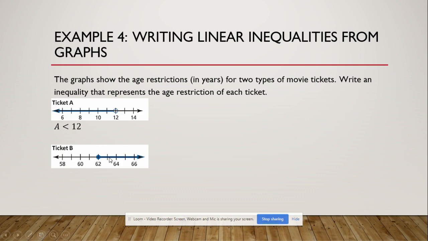My arrow is going off in the increasing direction, 64, 65. So 64 is greater than 62, and that's the age of ticket B as well. Ticket B needs to be greater than or equal to 62. So this could be a senior citizen's ticket. You need to be 62 or older in order to buy it. Whereas the kid's ticket, the moment you're 12, you're not a kid anymore.